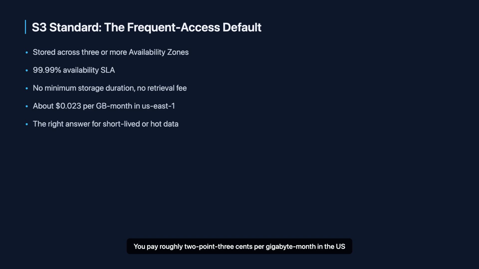You pay roughly 2.3 cents per gigabyte per month in the US East 1 region. The combination that matters is 0 minimum and 0 retrieval fee. That's the tell when a scenario describes short-lived or unpredictable data with no extra fees. Standard is the right answer.